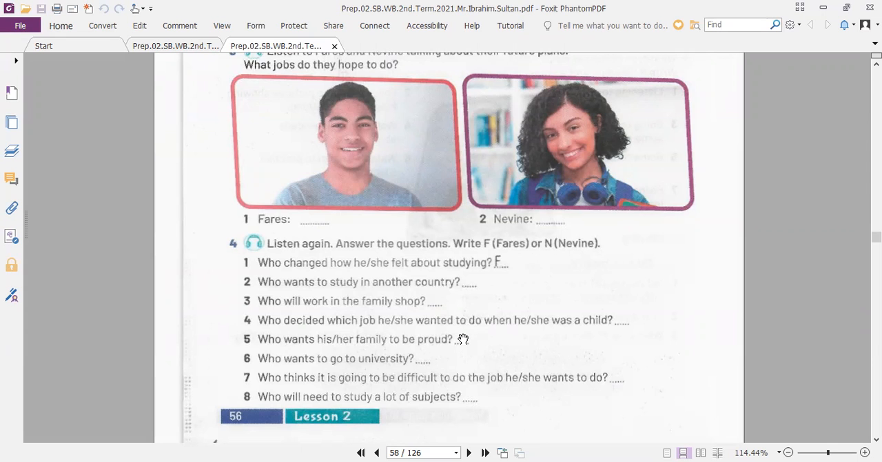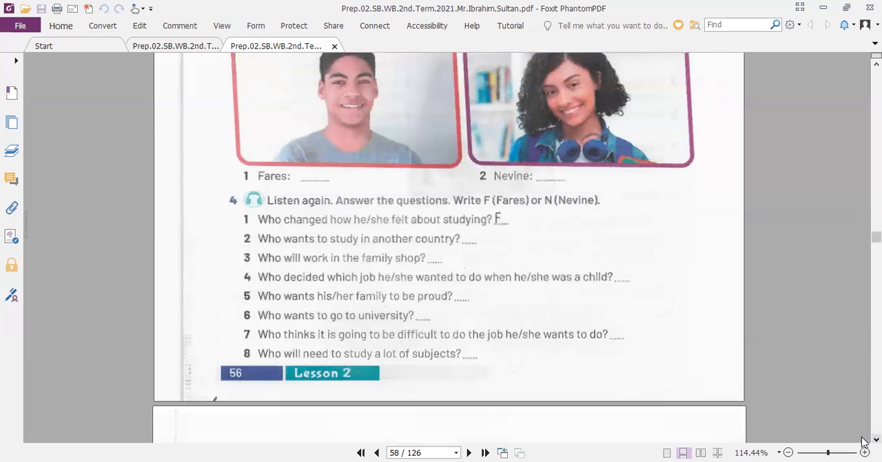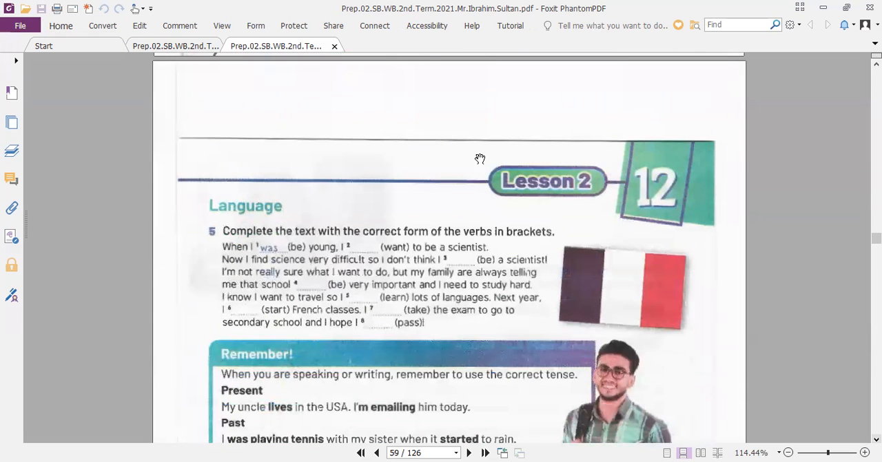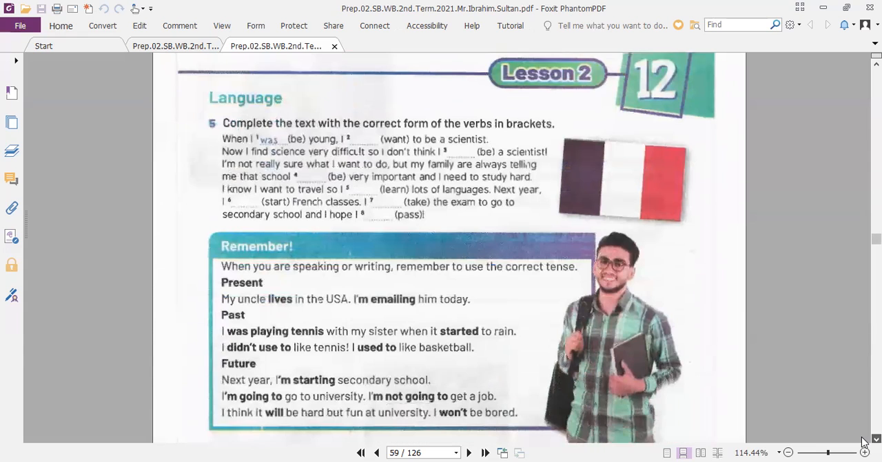Who wants his or her family to be proud? Faris. Okay. Who wants to go to the university? Niveen. Okay. Who thinks it's going to be difficult to do the job he or she wants to do? Niveen. Okay. Who will need to study a lot of subjects? Faris. Okay, yes. And now we have page 57, okay. This is an exercise after we remember some items, okay.